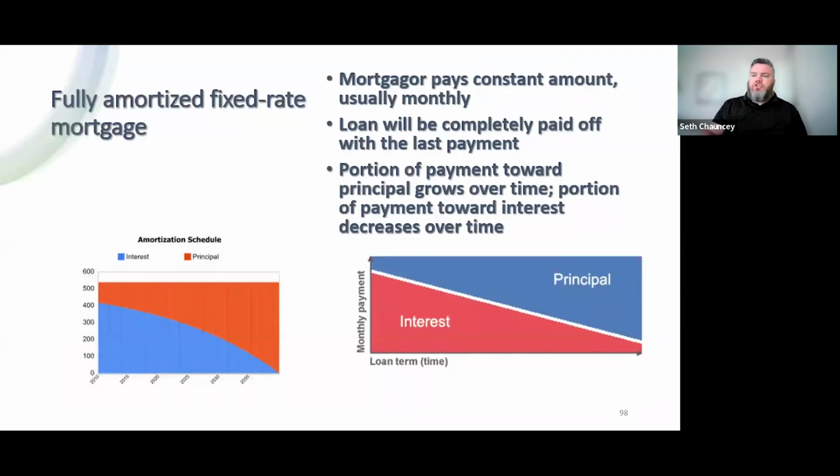So here's just a graph to show you what I was talking about. When we talk about that amortization, it starts very interest heavy and very principal low, and then it shifts after a while. Exactly what it does.